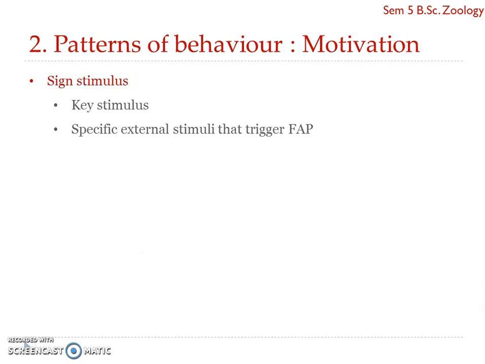So for any fixed action pattern or any innate behavior to happen, there is a need of a sign stimulus for the release of that innate behavior. We can say that the sign stimulus is the characteristic feature of any instinctive behavior. This stimulus elicits the fixed action pattern. It is otherwise referred to as a key stimulus. Innate complex behavior patterns, as a rule, show two components that are clearly distinguishable.